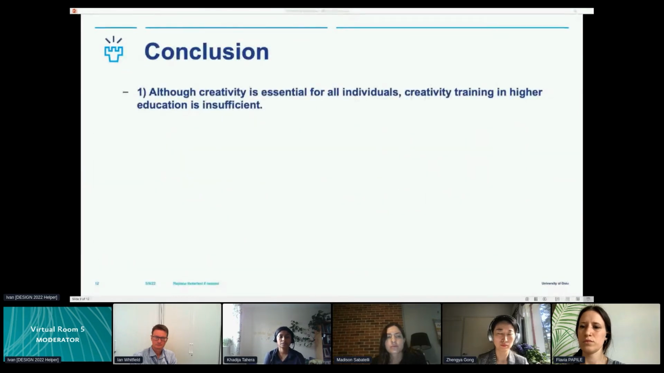Overall, on the one hand, although creativity is essential for all individuals, creativity training in higher education is insufficient. Only 24.1% of participants from China joined a creativity-related course, and all of them were studying arts or design. That means there is still a gap in cultivating creativity between China and developed countries.